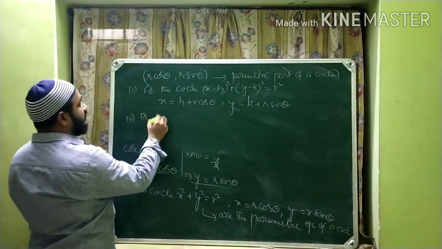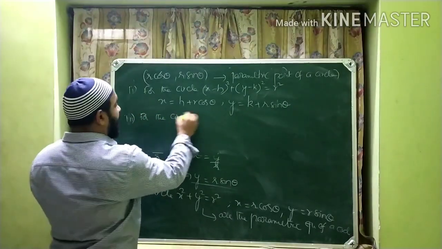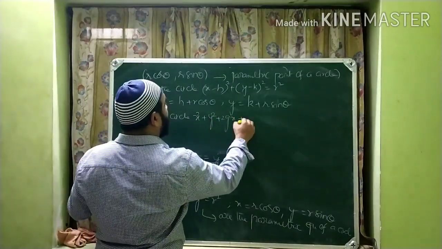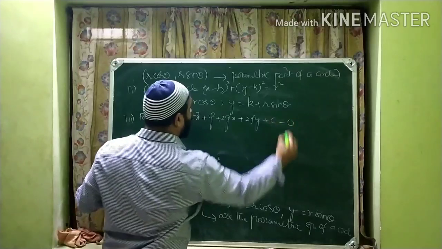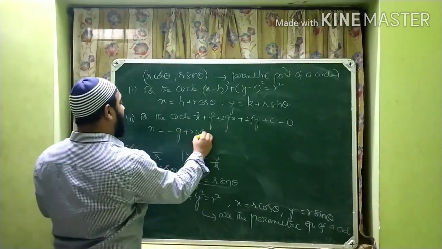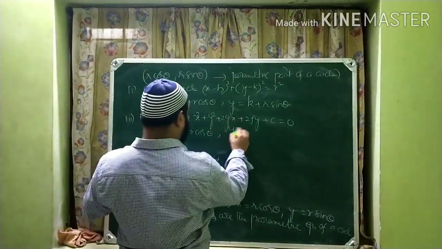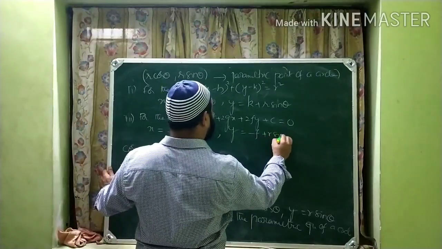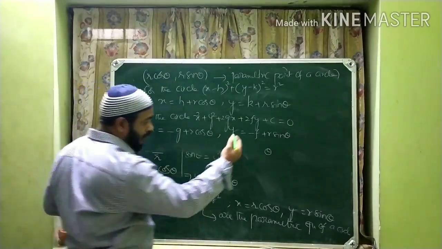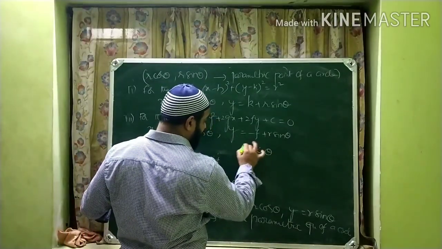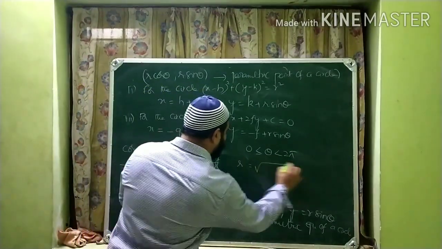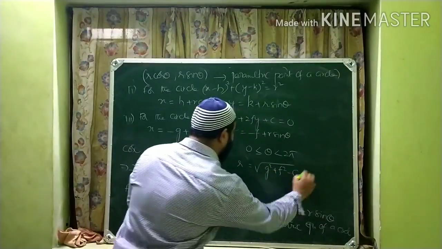For the circle, I'm taking the general equation now. x square plus y square plus 2gx plus 2fy plus c equals to 0. x is equals to minus g plus r cos theta. y is equals to minus f plus r sin theta. Here theta is the parameter which is lying always in between 0 and 2 pi. Where r is equals to square root of g square plus f square minus c.